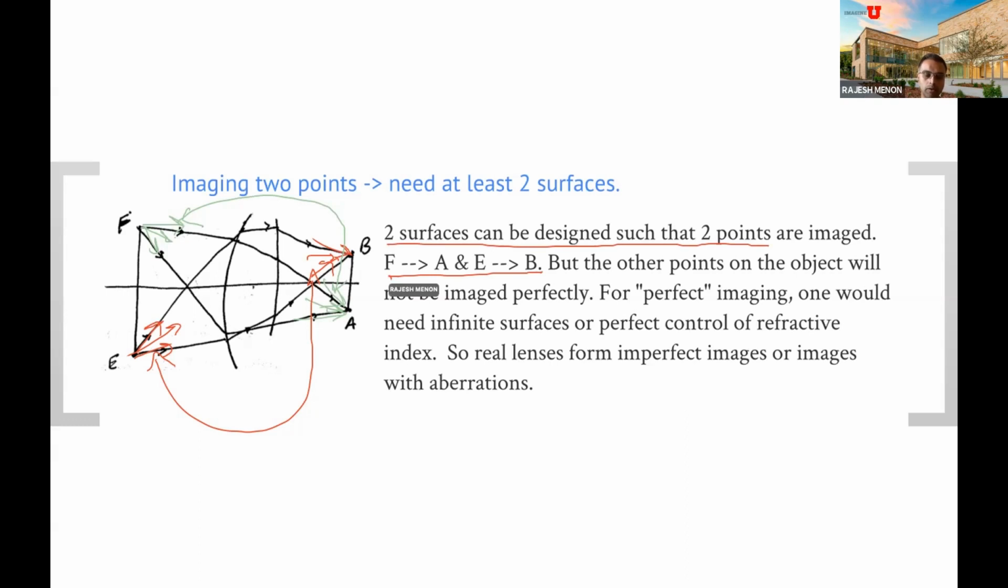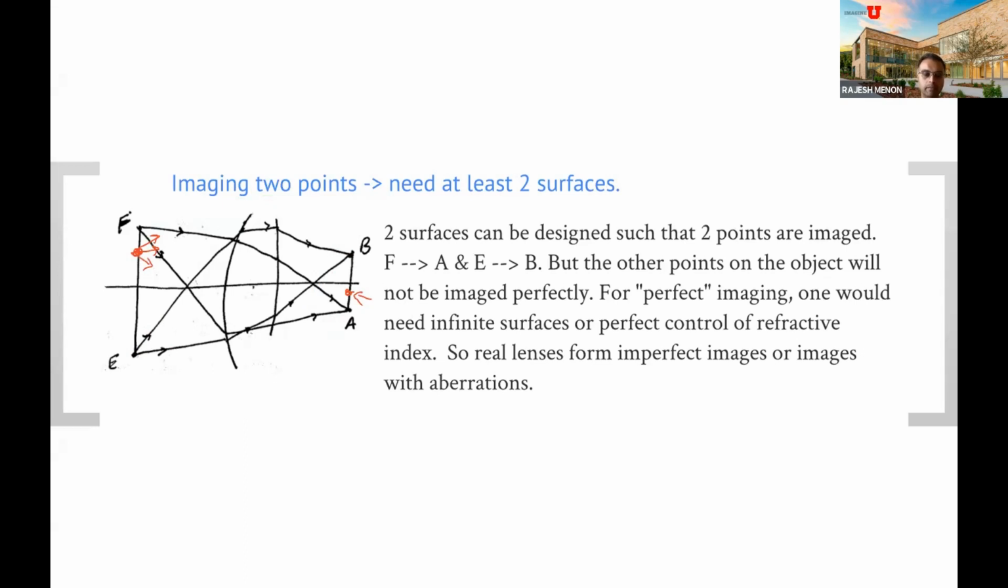Now, what does this mean? This also means that if I take any other point, so I'm going to come back here and take some arbitrary point here, I cannot guarantee that the rays that are emitting from this particular point end up at one unique point on this side. I mean, it might be approximately true, as you know from the geometrical optics lectures, but you can show that it is not exactly true.